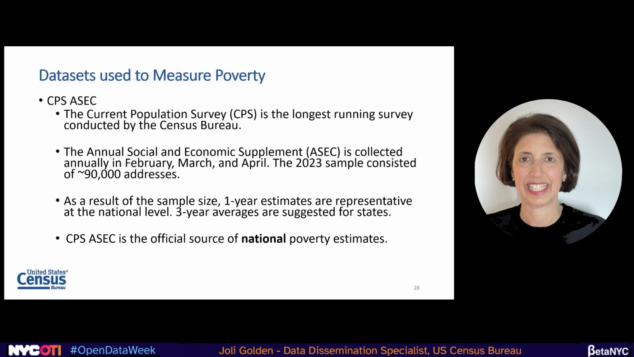This survey, the CPS Annual Social and Economic Supplement, is the official source of national poverty estimates. So every September, we release a report like the one I shared on the slide earlier, which provides our national poverty numbers using this survey and provides data by race, education, and other variables.